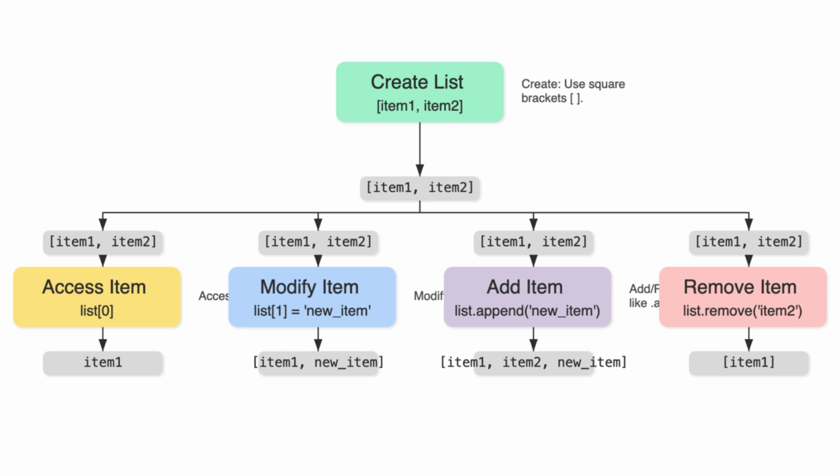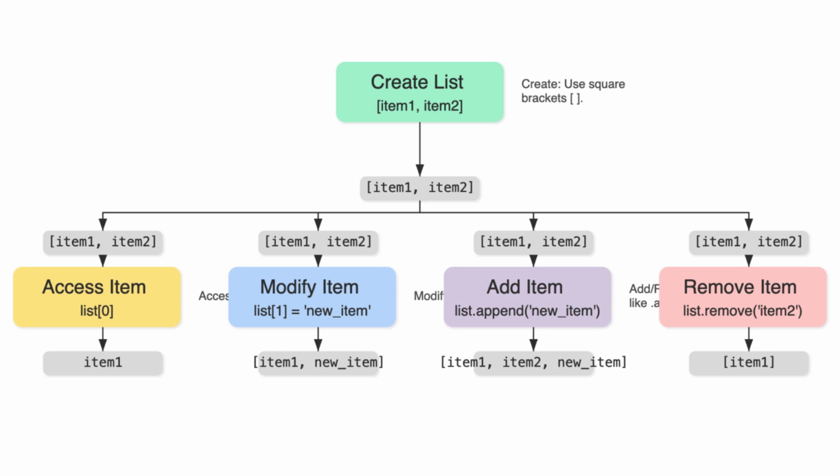Let's look at how we actually work with lists. Creating a list is as simple as enclosing items in square brackets. To access an item, you use its index, remembering that Python uses zero-based indexing, so the first item is at index 0. Modifying an item is straightforward. You simply assign a new value to a specific index. Adding items is often done with the .append method, which adds an item to the end of the list.